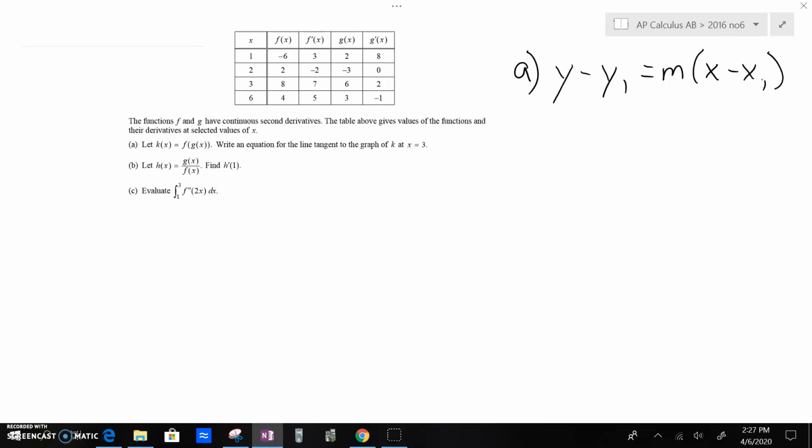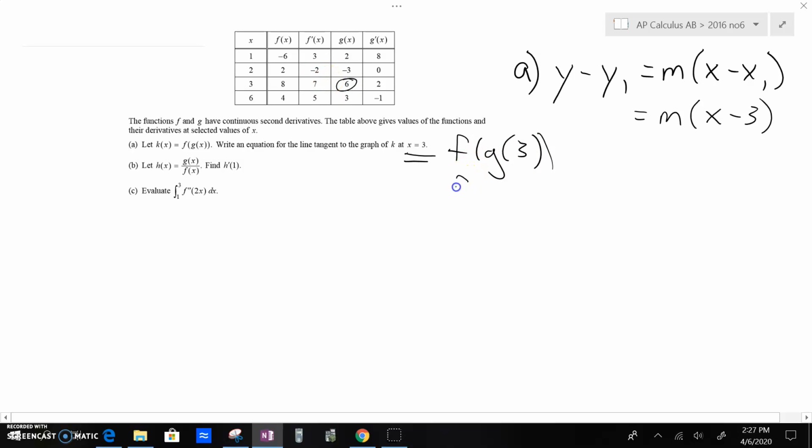So we need to come up with an equation at x equals 3. So we've got our x value, so I'll put that in for x1. And then I need a y value for this thing. Well, that would be f of g of 3. That's what k is defined as. So g of 3, if I go on this list here, that's 6. So I'm going to pull that off the list. Then I want to know, what's f of 6? So f of 6 is 4. So my y value is 4. I'm going into the table and picking out the correct y value, which would be 4.